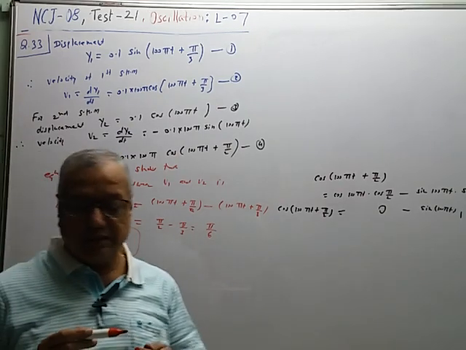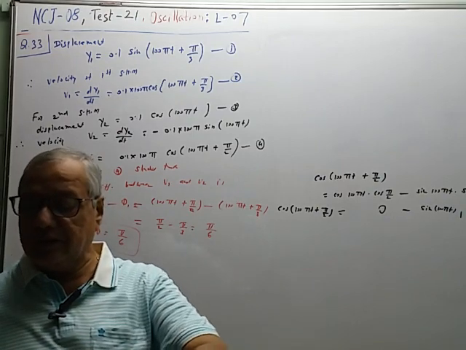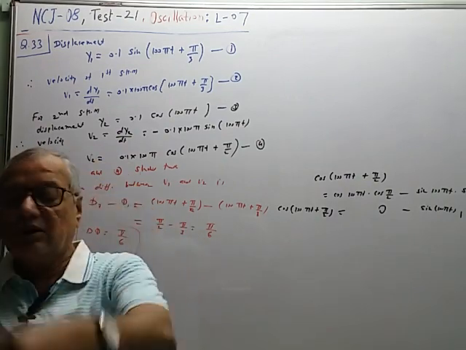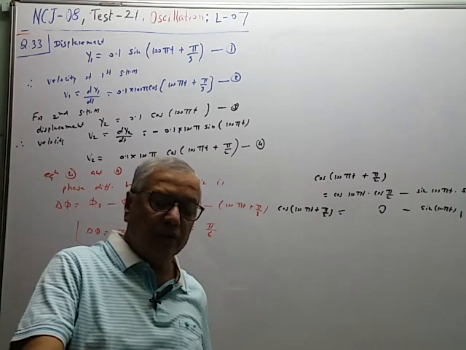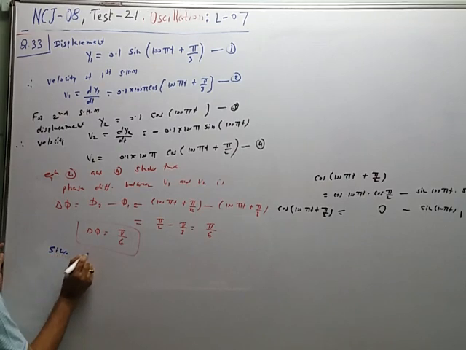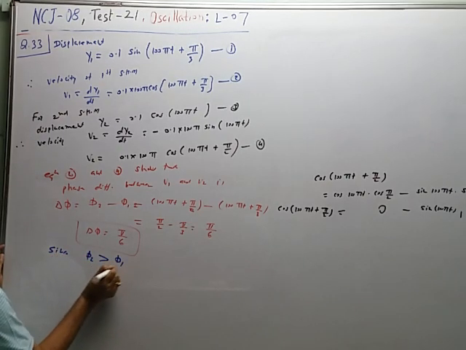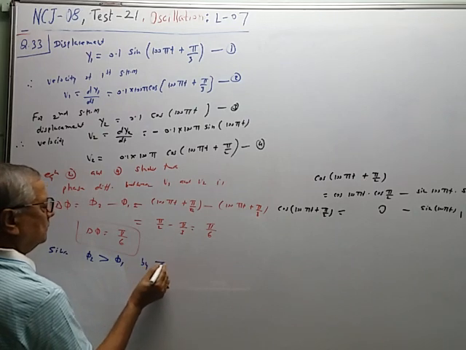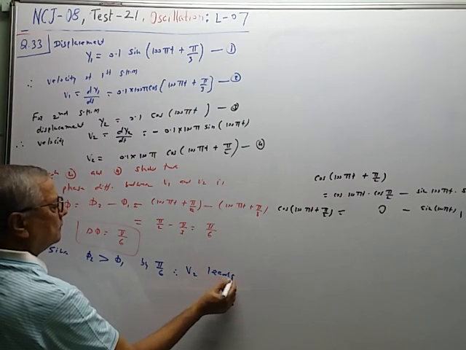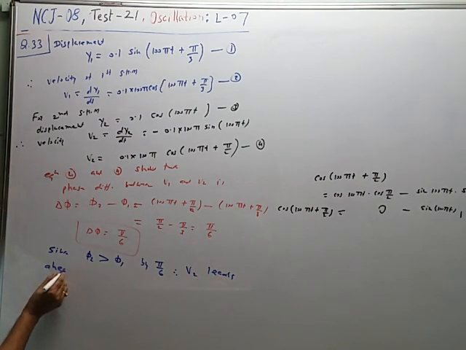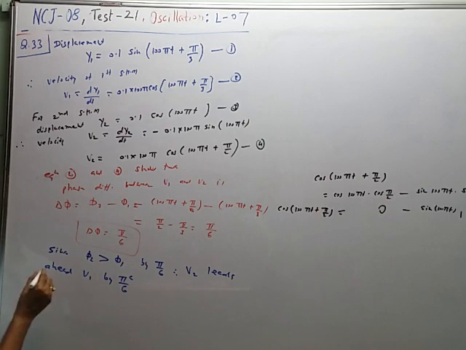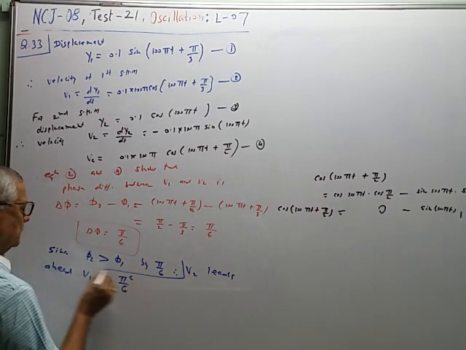Now whether to take the sign plus or minus, both choices are given: plus pi by 6 is given and minus pi by 6 is also given. So whether B is correct or C is correct, now we have to decide. Since phi 2 is greater than phi 1 by pi by 6, therefore V2 leads ahead of V1 by pi by 6 radian. So this is the answer.